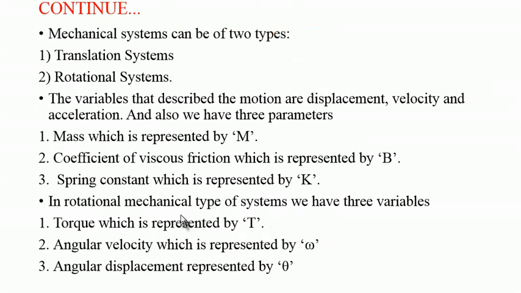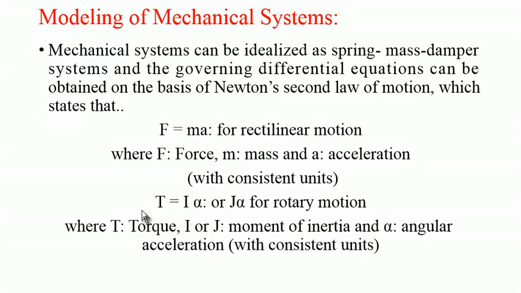Okay. Next, where T is equal to torque, I or J is the moment of inertia, and alpha is the angular acceleration. Sometimes you may take omega instead of alpha; that is angular acceleration, with consistent units.